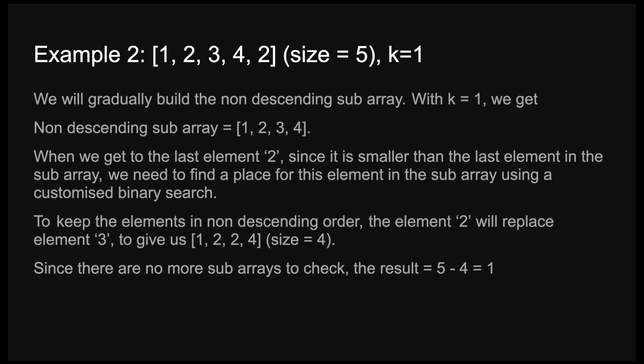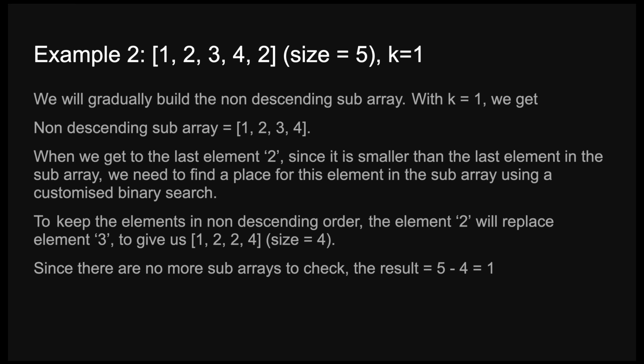Let's look at another example to understand this better. So in this example, I have an array of size 5 with elements 1, 2, 3, 4 and 2 and we have k equals 1. We will gradually build the non-descending subarray. With k equals 1, we get the non-descending subarray 1, 2, 3 and 4.